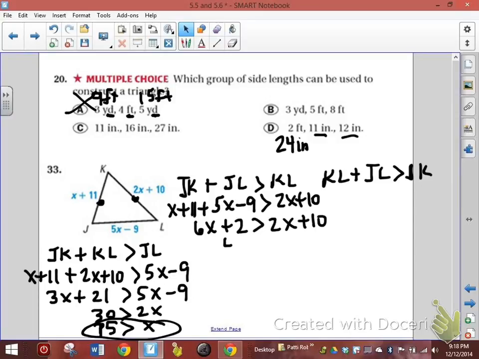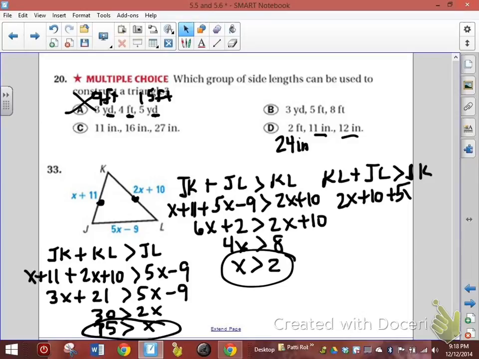Subtract your 2x. Subtract your 2. Divide by 4. So there's a third possible. And then the last combination, KL, is 2x plus 10. JL is 5x minus 9. Has to be greater than JK, which is x plus 11.